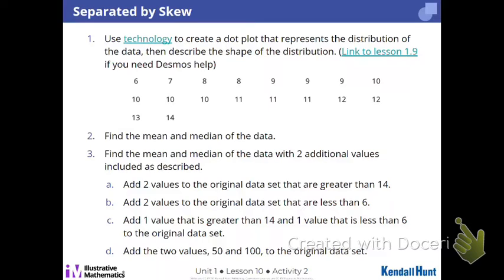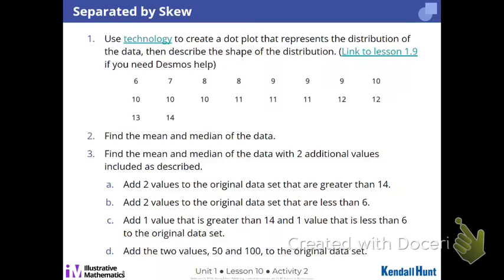For B, you're going to add 2 numbers that are less than 6 and explain what that does to your median and mean. Now, notice it keeps saying the original set. The original set is where? Right there. So, after you've done A, you're going to take those values back off. You're going to add the B to the original set, not to the new set that you got when you added stuff to it. All right?